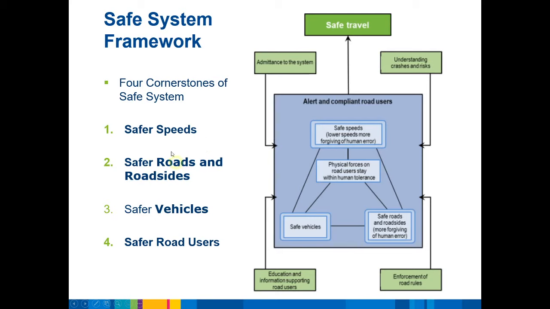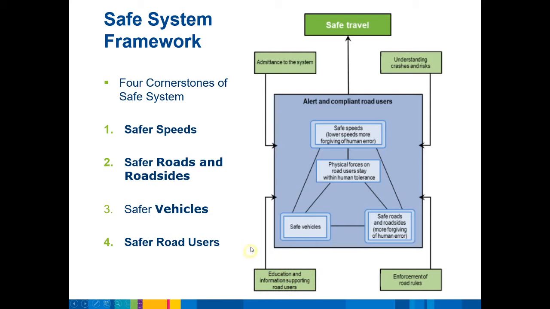So here are the four cornerstones which I discussed before, and you can see that they all feed in together. We've got safer speeds, safe vehicles, safe roads. We want all the physical forces on the human body to stay within tolerance. We want alert and compliant road users. Compliant is road users doing the right thing, doing what they're told. So those are the four pillars. This one in the middle is what we want to see happen. We want to see physical forces on the human body stay within tolerance. And on the outside, this is what feeds into it.